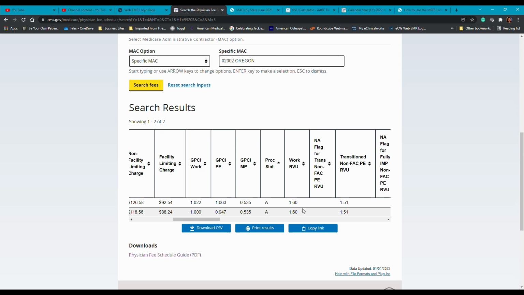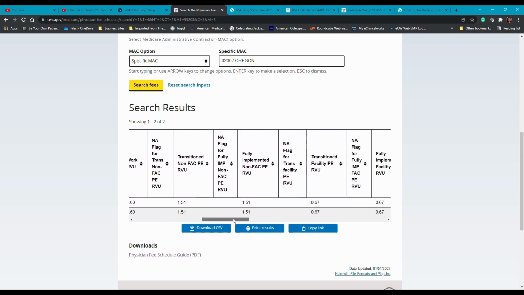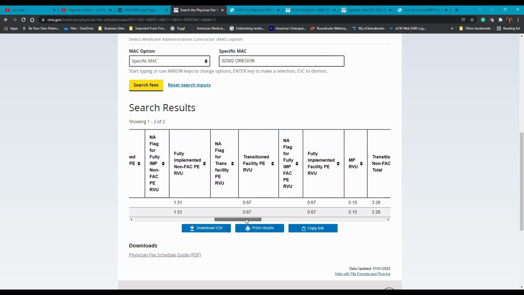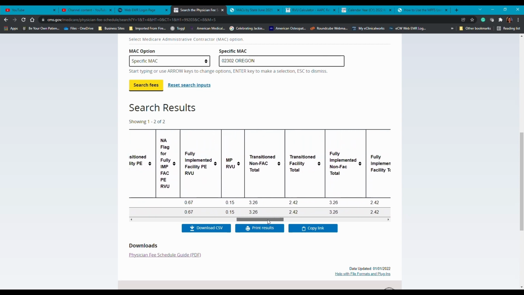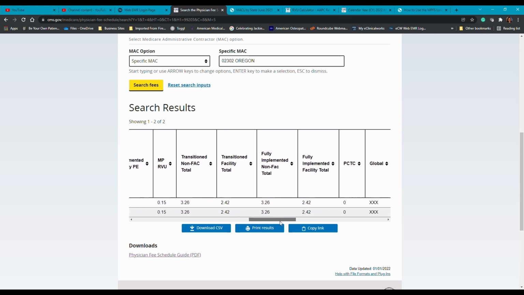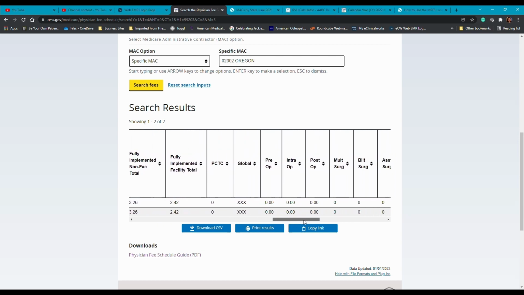And then we have the work RVUs, and right now the work RVUs for everything is 1.60 for this E&M code. Now, depending on your specialty and what services you offer, your RVU will change by CPT code. So we're just going to go over here, and there's some other things that I don't really pay attention to, but these are things that you definitely can look into if you're curious. And right here, you're going to see that it keeps going.